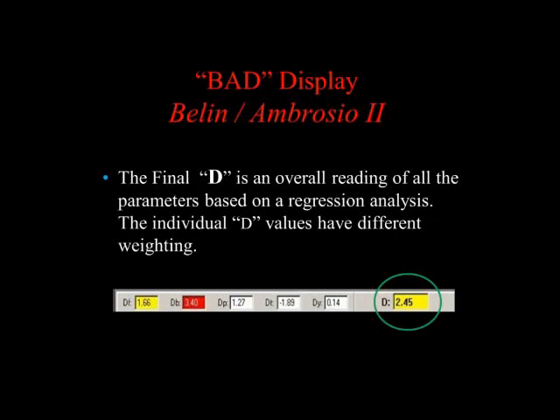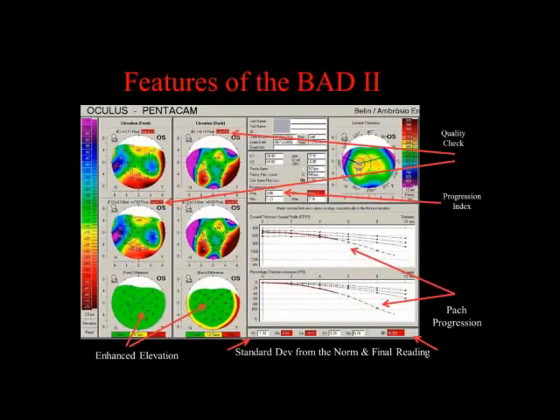Then there is a final overall reading number, which we call the big D. In essence, think of that number as a standard deviation, but it's technically not a standard deviation because it's based on a regression analysis of the 5 parameters that are not equally weighted. In other words, we put them in a formula, but each of these has a different weighting. And you'll quickly see that the location of the thinnest point is the least weighted parameter. Again, that final reading is color-coded yellow and red, but it's very important to look at what the number is.